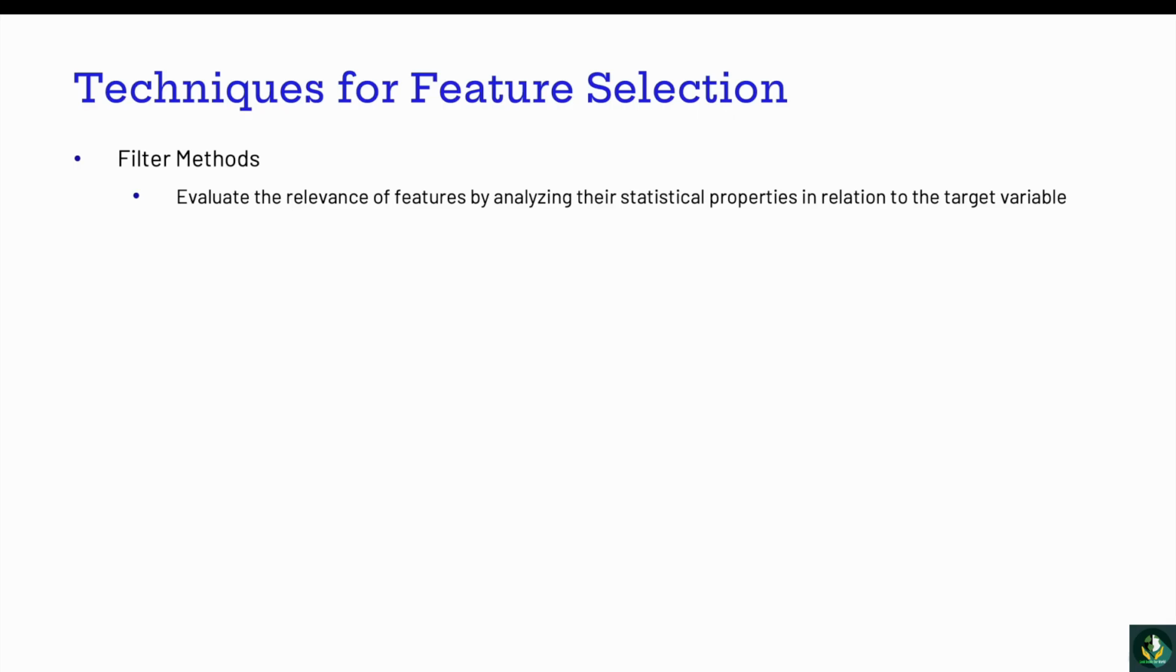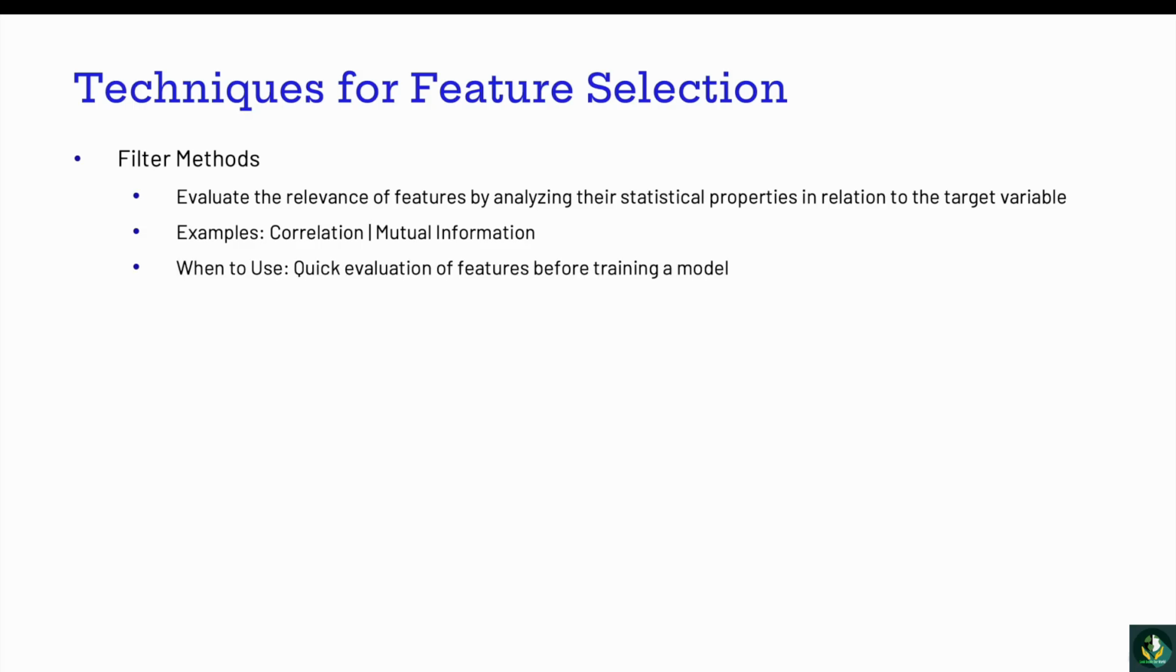Now, feature selection methods are categorized into three main groups. First is the filter methods. These methods evaluate the relevance of features by analyzing their statistical properties in relation to the target variable. Examples are correlation, which measures the linear relationship between features and the target. An example for that is the Pearson correlation coefficient. Next, mutual information. It measures the dependency between features and the target, capturing non-linear relationships. Now when to use it? When you want a quick evaluation of features before training a model, that's when you'll use filter methods.